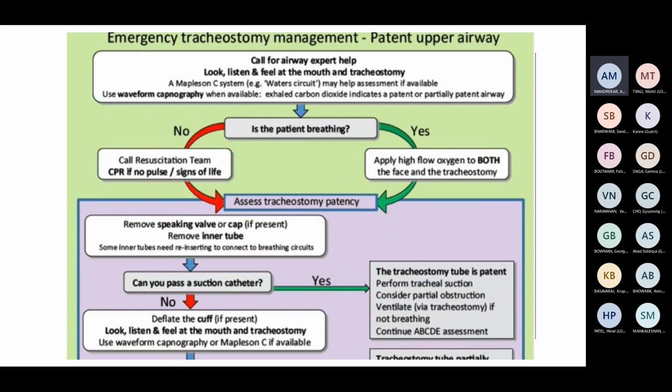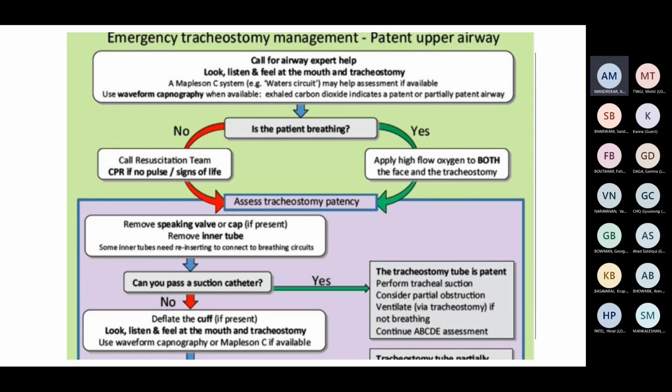So this is the algorithm. We're going to start with tracheostomy management patients. So in the beginning, of course, you would have to call for help. And then you would start with the approach of look, listen, and feel by doing the maneuvers that we're used to, which is head tilt and chin lift, and to look, listen, and feel. If he's a known tracheostomy patient, then we would have to apply this on the mouth and stoma. And at this stage, you can also connect to waveform capnography as well. So if the patient is not breathing, you would have to start CPR. If there are signs of breathing, then you'd start assessing tracheostomy patency.